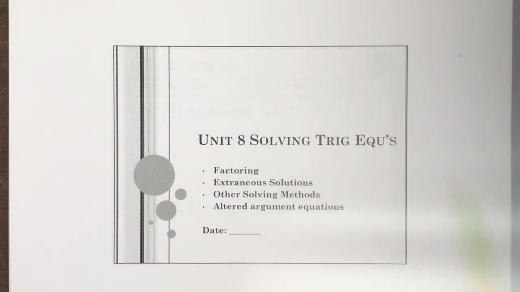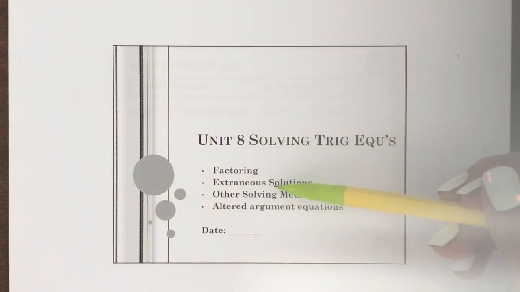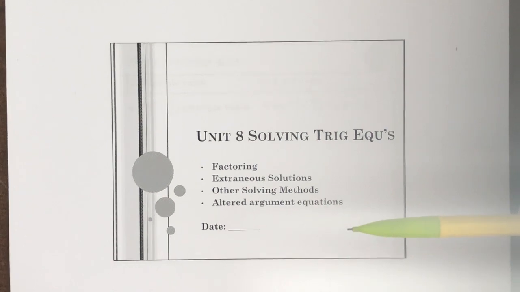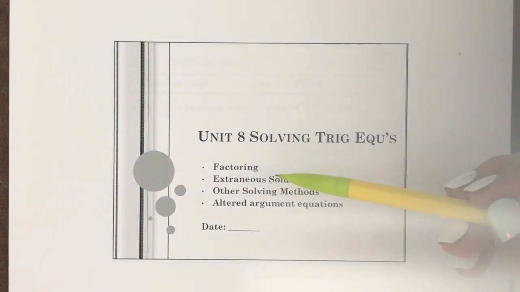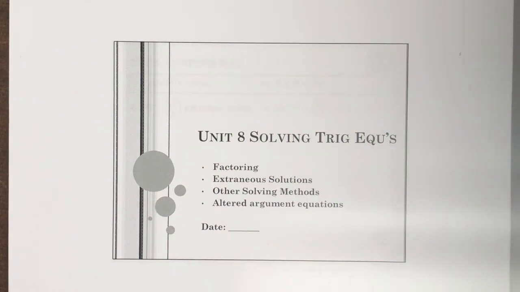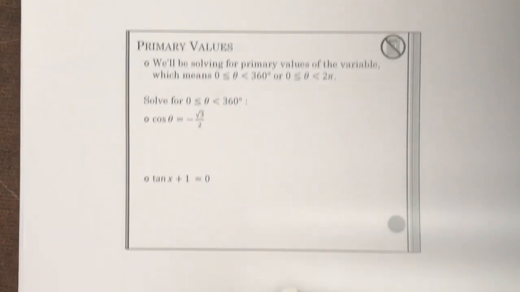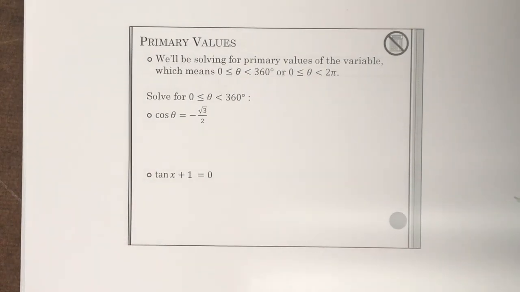This unit is on solving trigonometric equations. So in this PowerPoint, we're going to break it up into 4 parts, and it contains the following 4 strategies and concepts: factoring, extraneous solutions, other solving methods, and then altered argument equations. All right, so let's start here with primary values.